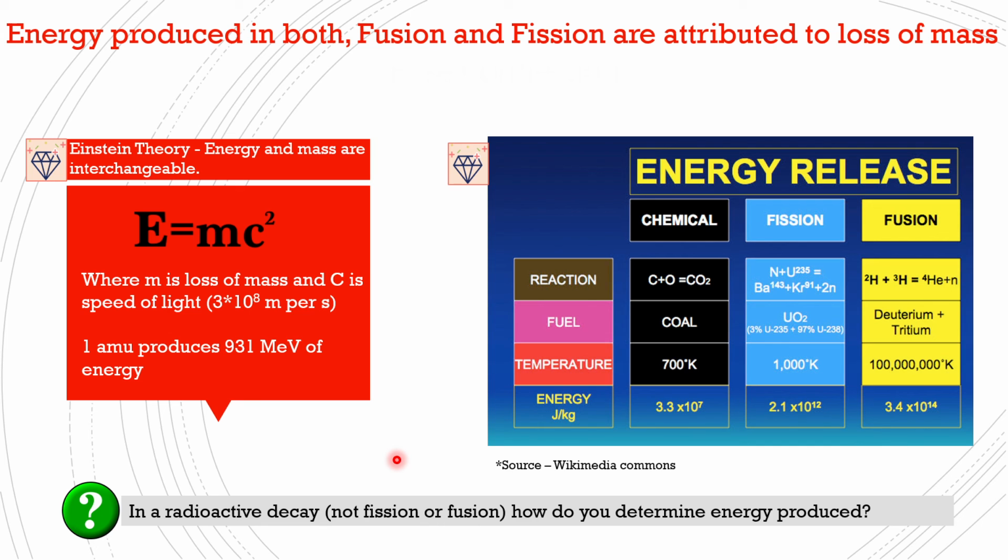So, question. In a radioactive decay, we are not talking about fission or fusion. How do you determine the energy produced? So the answer is very simple. Einstein's principle applies universally. Energy and mass are interchangeable. So even in radioactive decay, you will have to figure out what is the exact loss in mass, and based on that, you can calculate the energy produced. So all the numericals will be based on this principle. You should be able to attempt most of the numericals now.